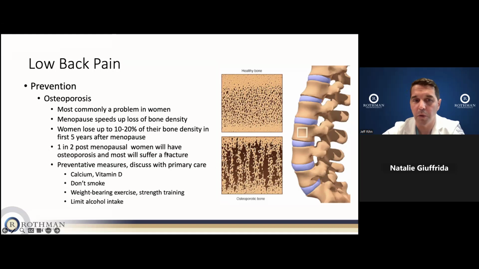1 in 2 menopausal women will have osteoporosis, and most of those women will suffer a fracture at some point in their lifetime. So it's a big public health issue. Again, I don't treat osteoporosis, but it's important to discuss this with your primary care physician. They'll likely recommend calcium, vitamin D, weight-bearing exercise, strength training. Smoking's been associated with osteoporosis, so don't smoke. And alcohol has been associated too, so limit your alcohol. If you have osteoporosis and your primary care doctor finds that, there's medicines you can take to help rebuild the bone too. So it's just important to have that discussion with your primary care doctor.